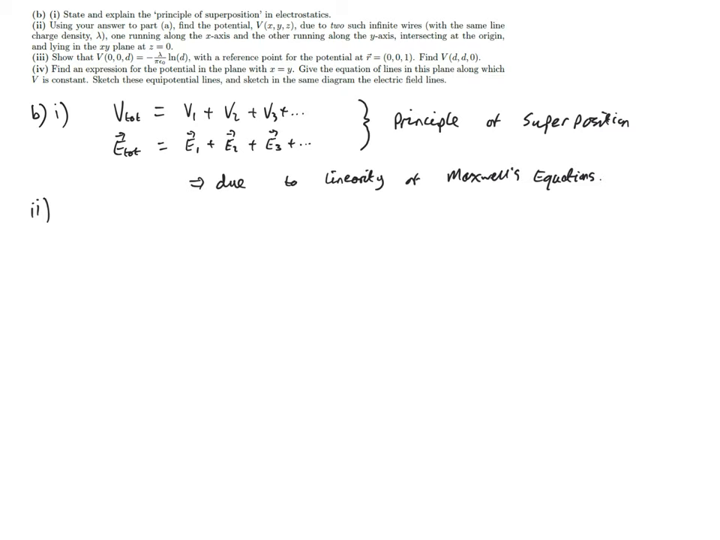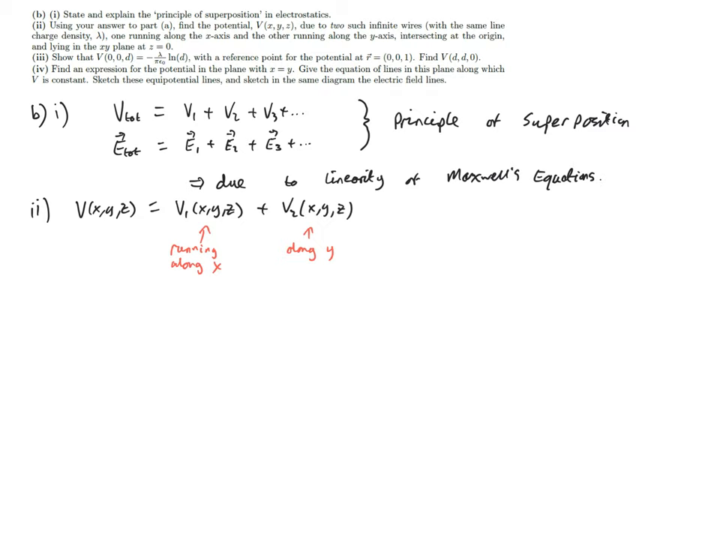So the idea is that we've already worked out the potential due to a single wire, and so we can use the superposition law to construct the potential due to two wires. So we can say that the total potential as a function of x, y, z is equal to the potential, let's call it number one, as a function of x, y, z, plus the potential of wire number two. Let's say that this one is running along the x-axis, and this is along the y-axis.